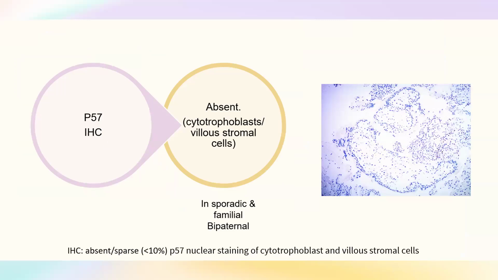That's a very nice immunohistochemical stain that we can use to detect whether we have a complete mole or something else. In the complete mole, the P57 will be absent in cytotrophoblasts, which are the cells lining the villi, and in the villous stromal cells, the stromal cells in between. This will be lost, absent, or negative in both sporadic and familial biparental complete mole.